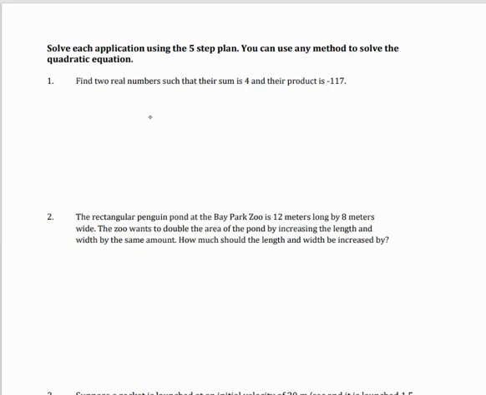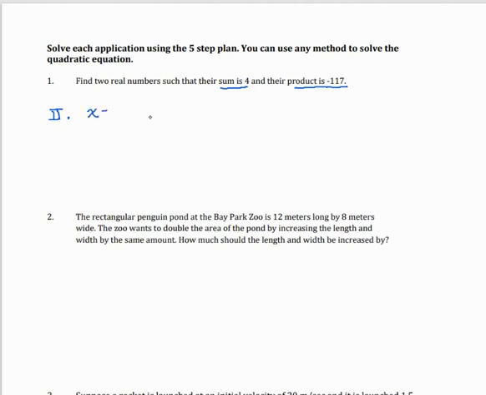Number 1 says find 2 real numbers such that their sum is 4 and their product is negative 117. Our goal for these is not to have 2 variables, just to have 1. So let's start with just identifying the key important information. Their sum is 4 and their product is negative 117. That's really my step 1 in the 5-step plan.